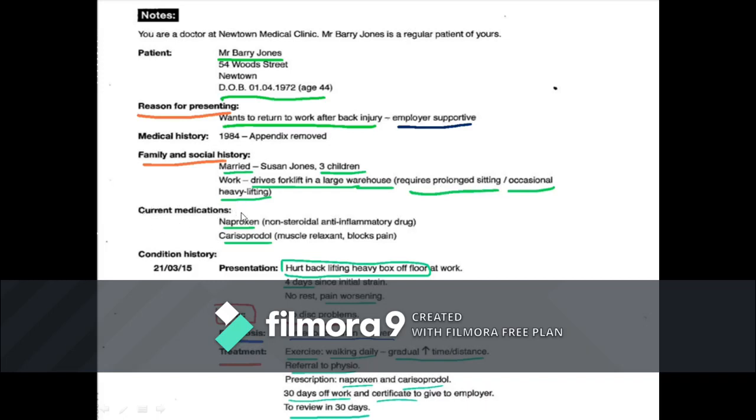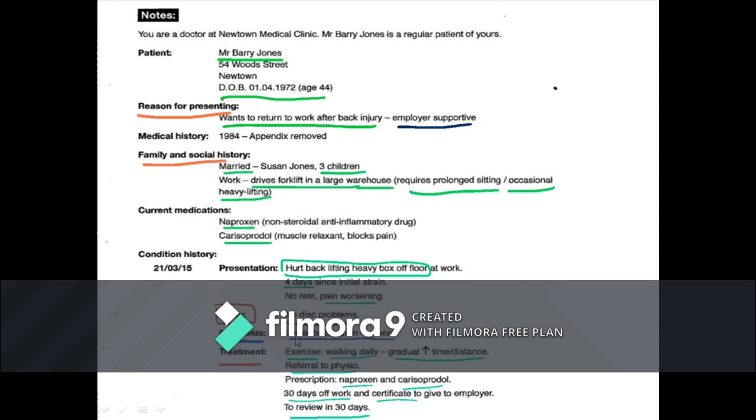Current medication: the patient is on naproxen and carisoprodol. Condition history: on 21st March 2015, the patient presented with a hurt back after lifting a heavy box off the floor at work. It has been 4 days since the initial strain, with no rest, and the pain is worsening. On presentation, the patient underwent an X-ray which showed no disc problem. This is important again.